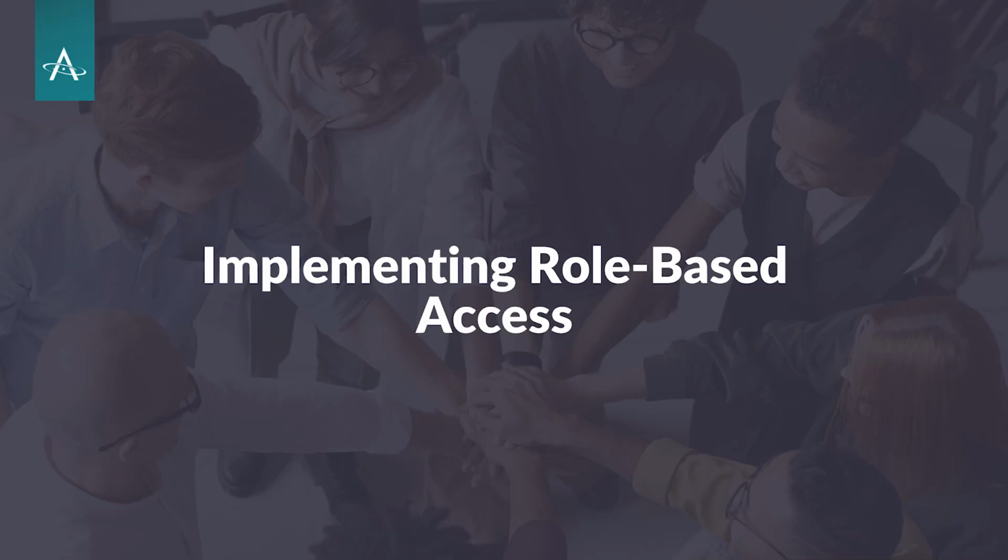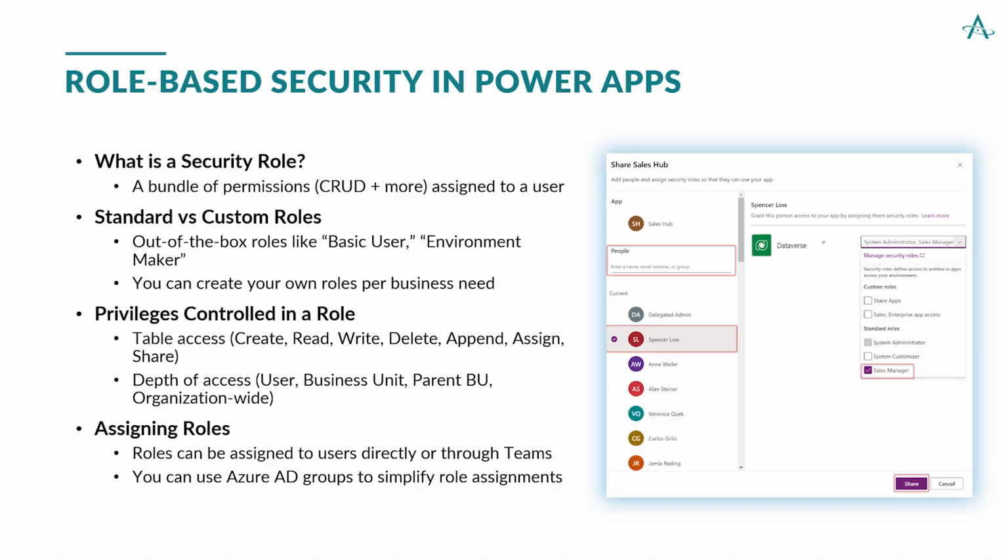Implementing role based access. One of the key tools we use to manage access is security roles. Roles are like permission sets. You assign them to users or teams, and those roles determine what each user can do. A role includes privileges like create, read, write, delete, append, and more. And it also includes access depth. So you can say, for example, this user can read only their own records, or they can read all records in their business unit.